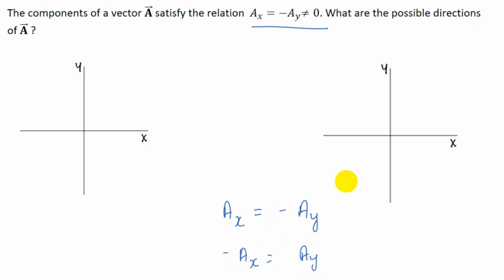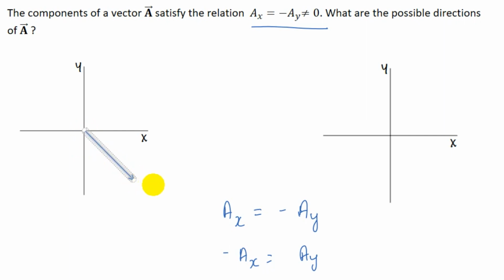So there can be two cases possible. First case, when x component is positive, y component is negative. Second case, when x component is negative, y component is positive. So let us draw the first case when x component is positive. So this would be the case.